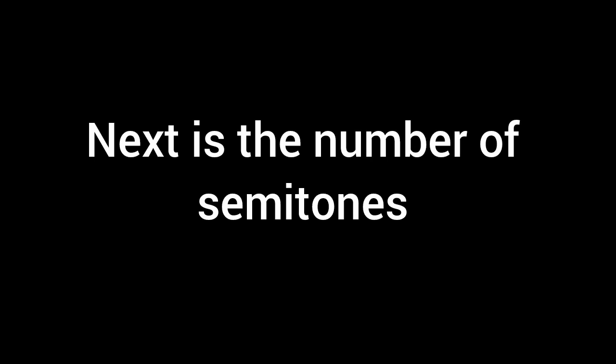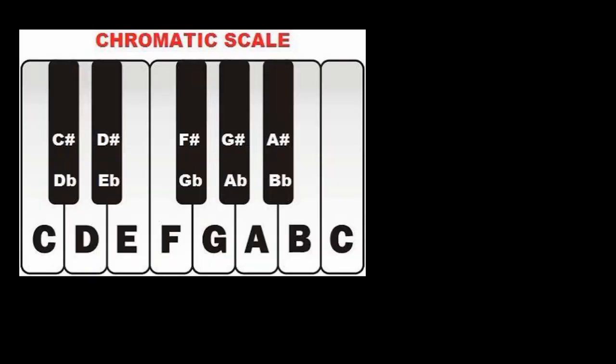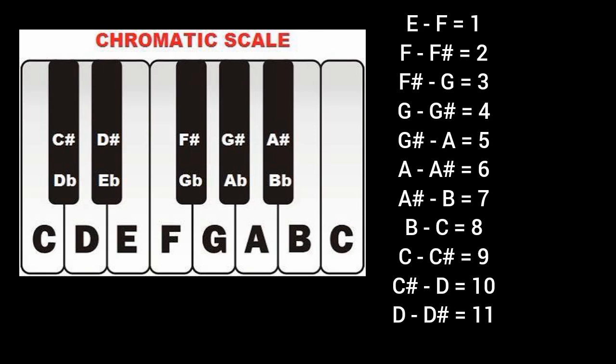All right, so if we are going to check for the number of semitones from E, let's use our chromatic scale. From E we go to what? F, right? From F we go to what? F sharp. From F sharp we go to what? G. That's 3, right? From G we go to G sharp, 4. From G sharp we go to what? A. That's number 5. From A we go to A sharp, that's number 6. From A sharp we go to what? B, that's number 7. From B we go to what?